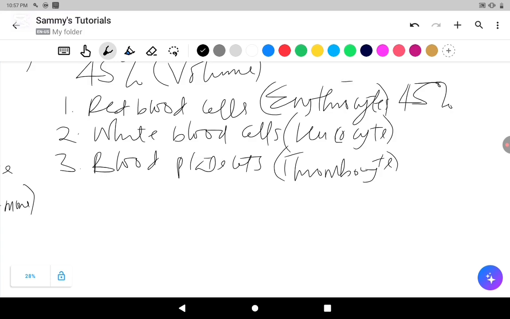Functions of the red blood cell. Number 1 function of this red blood cell is to carry oxygen to tissues and organs of the body. Number 2 function of the red blood cell is to carry specifically oxygen to the brain. Do you understand? So the function of the red blood cell is to carry oxygen.